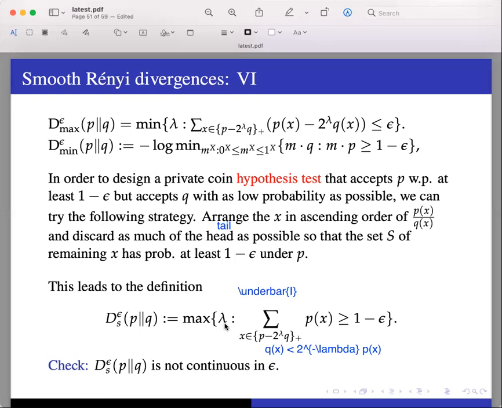Remember, lambda is just the borderline threshold. So if something new comes in, that causes a sudden jump in lambda. So this is not continuous.